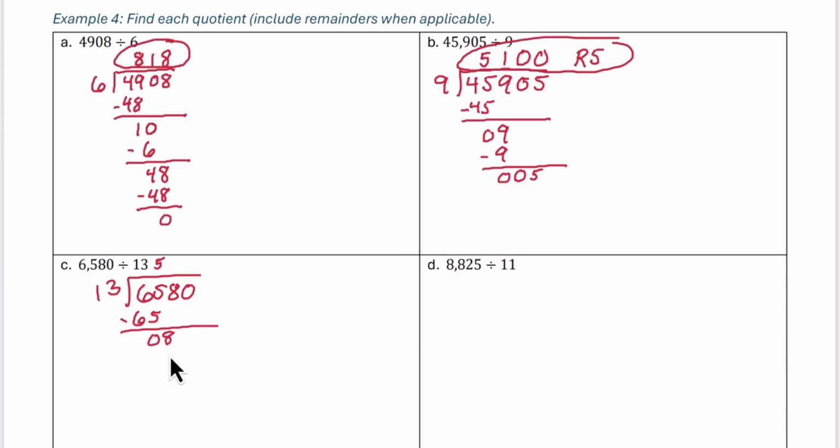13 will not go into 8, so we need to add a 0 beside the 5, and we bring down the next 0. How many times will 13 go into 80? It will go in 6 times. 6 times 13. Start with 6 times 3, we get 18. Carry the 1. 6 times 1 is 6, plus 1 is 7. And then we subtract, and we get a 2. So it looks like we have a remainder of 2. So the quotient, 506, with a remainder of 2.